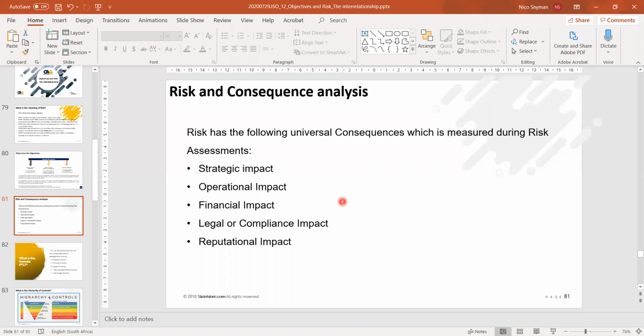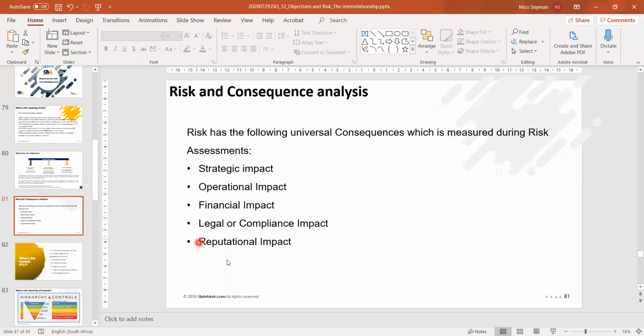So firstly, what is the strategic impact on your objective? And what is the risk in terms of your strategic impact? What is your operational impact? How are your operations being affected by an interruption or disruption or COVID-19 as we are now at the moment? What is the financial impact of that? What is your legal and compliance impact? And what is the reputational impact of your consequences?